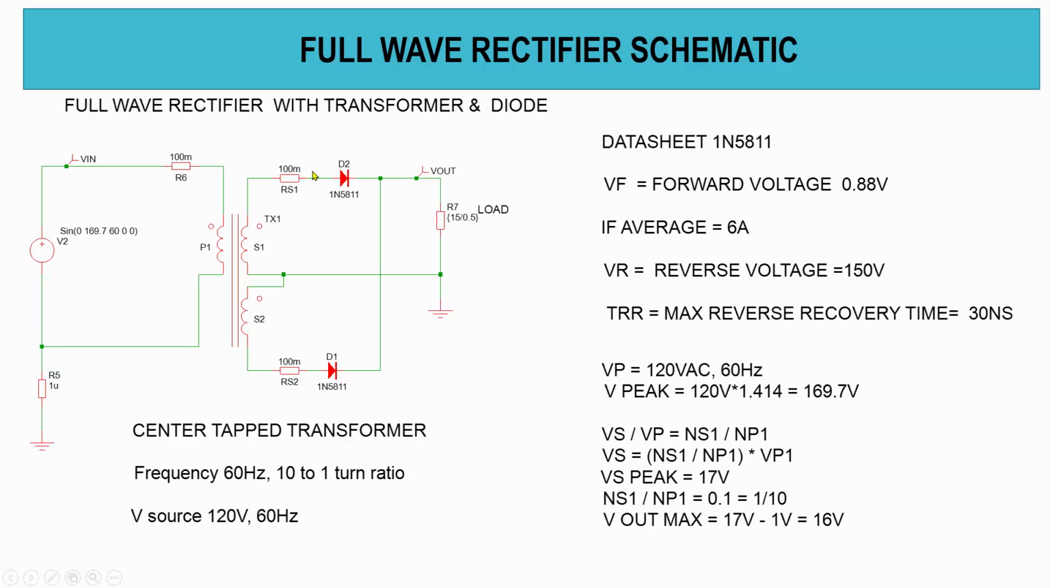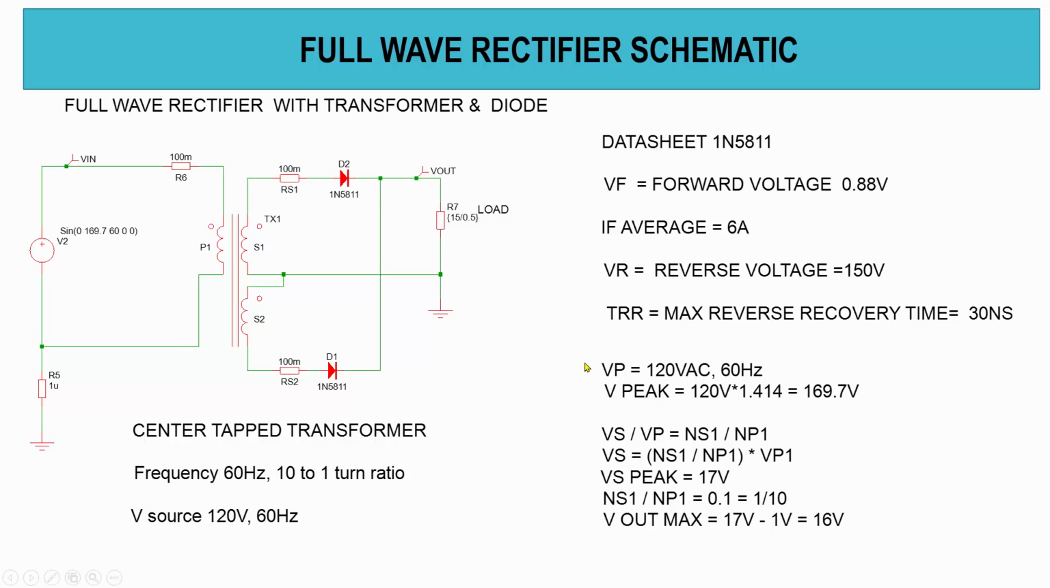On the secondary side, we have two diodes, 1N5811, and I will put a resistor load, roughly around 0.5 amp equivalent. So this is a type of full-wave rectifier. It is not really smoothed out to become a DC voltage source yet.